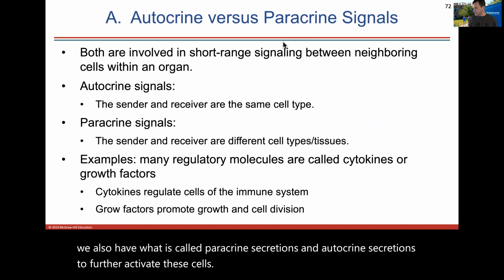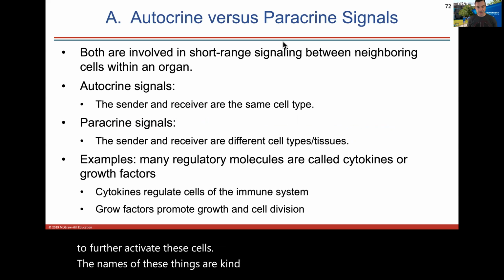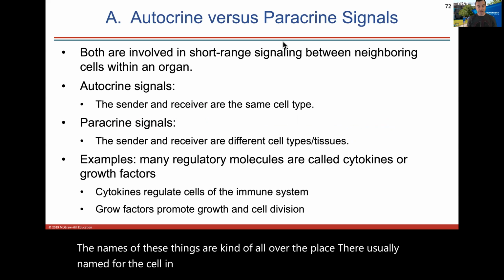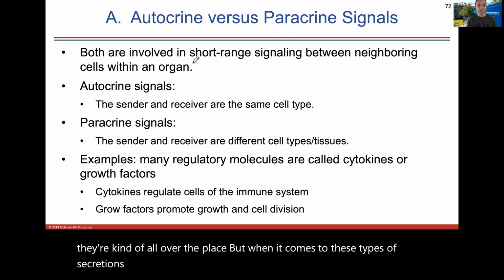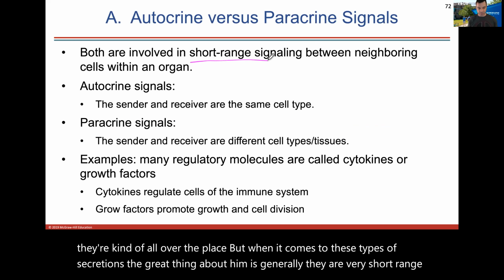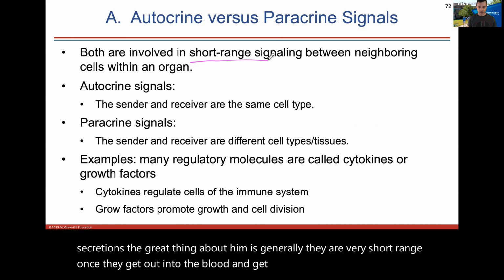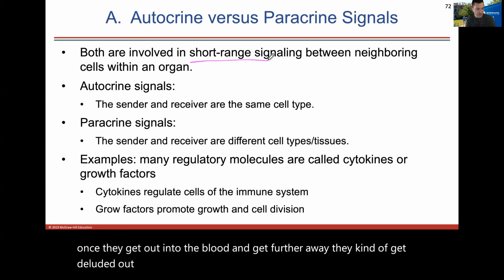The names of these things are kind of all over the place. They're usually named for the cell in which they are released from or act upon. So they're kind of all over the place. But when it comes to these types of secretions, the great thing about them is generally they are very short range. Once they get out into the blood and get further away, they kind of get diluted out, and then they don't have the same effect.